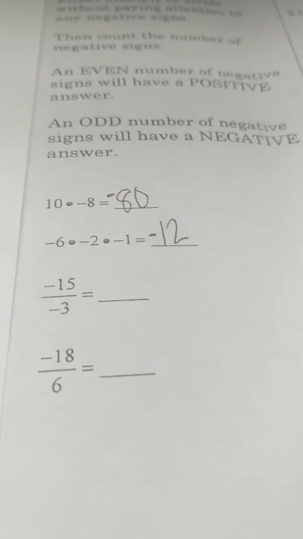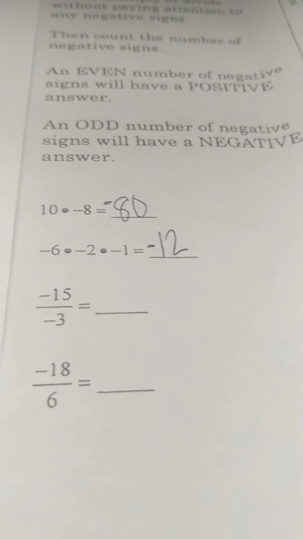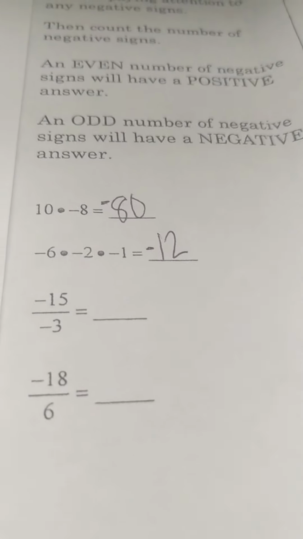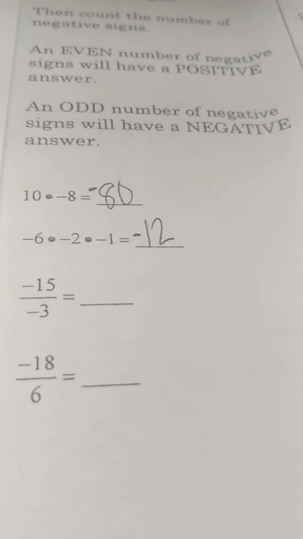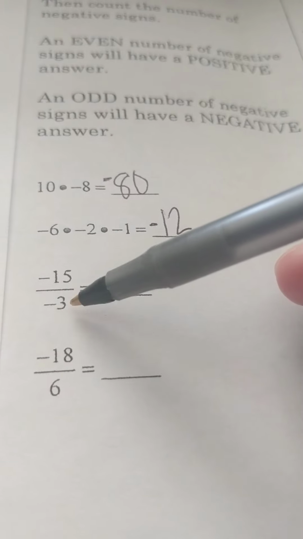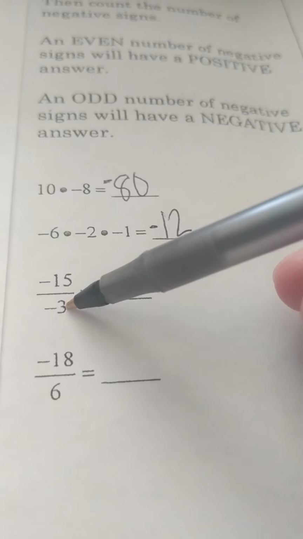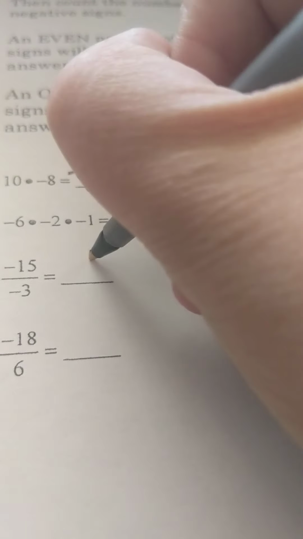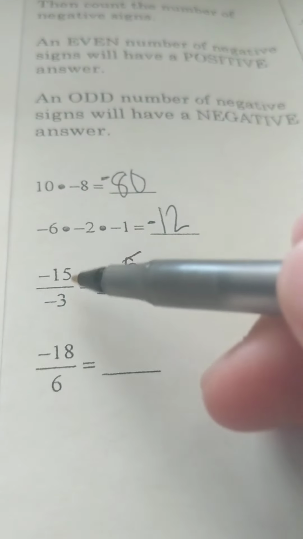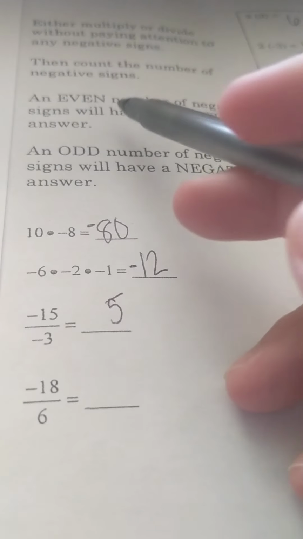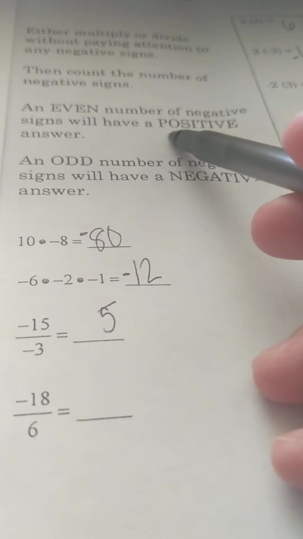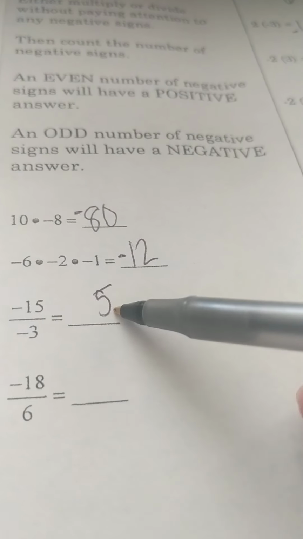Okay, so a couple division. Division, same thing as multiplying. We're going to divide the numbers, then we look at our signs. So we have negative 15 divided by negative 3. So 15 divided by 3 is 5. We have 2 negative signs. 2 is even, so our answer is positive. So it's going to say positive 5.